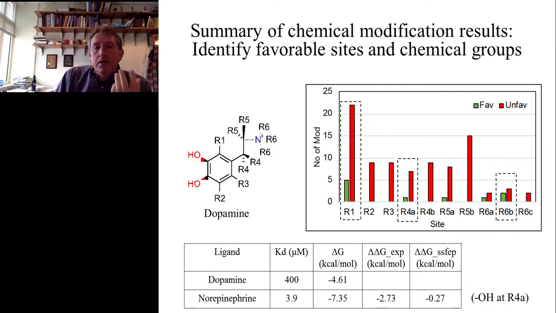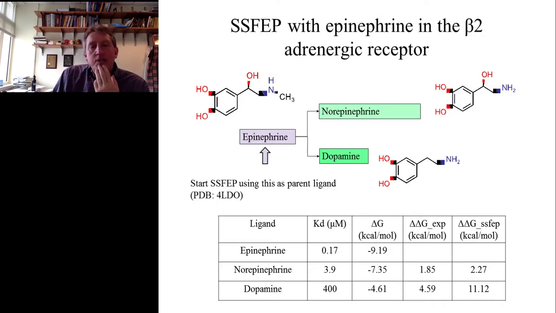And in this case, with the beta-adrenergic receptor, I focused on using the SSFEP methodology. We can also use the Silks methodology to calculate the free energy change for these large numbers of modifications in a very analogous way. Some additional validation we did with the SSFEP, where we now started with epinephrine. We took epinephrine, we then did modifications of epinephrine to norepinephrine or to dopamine. And what you see here is both of these modifications are predicted to be unfavorable, and the SSFEP methodology correctly predicts those modifications, indicating the validity of the approach.